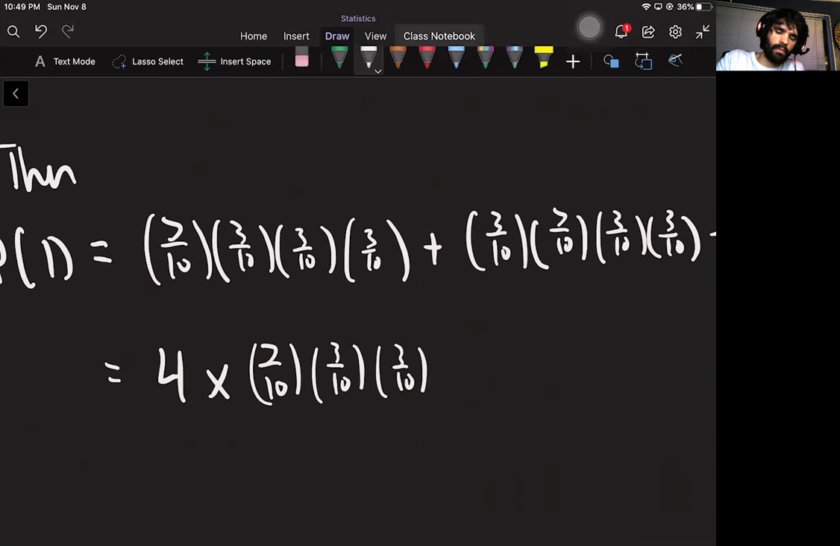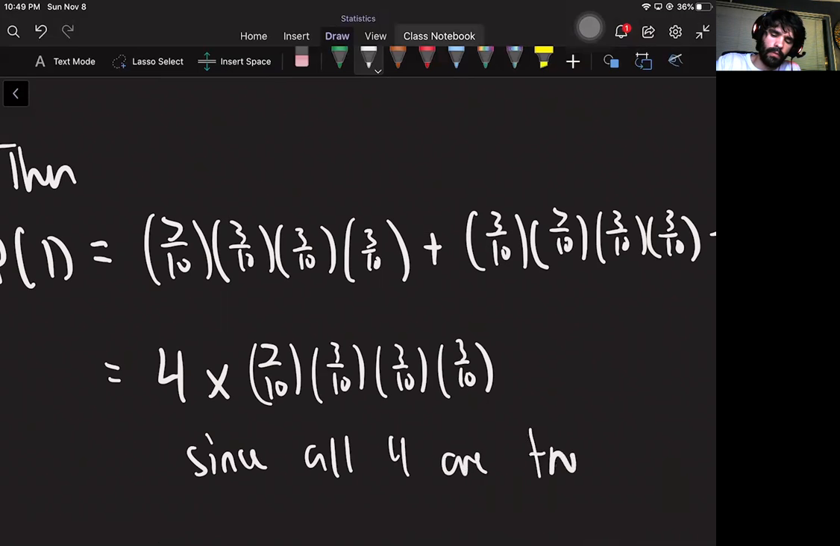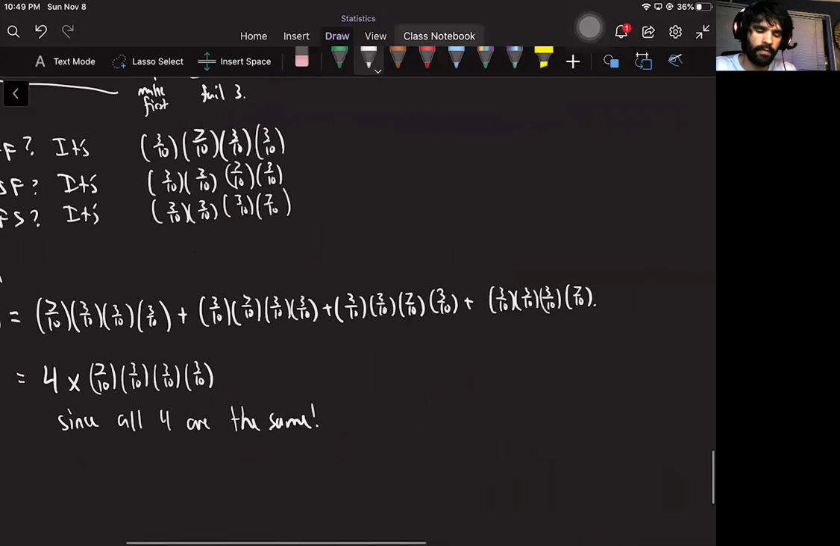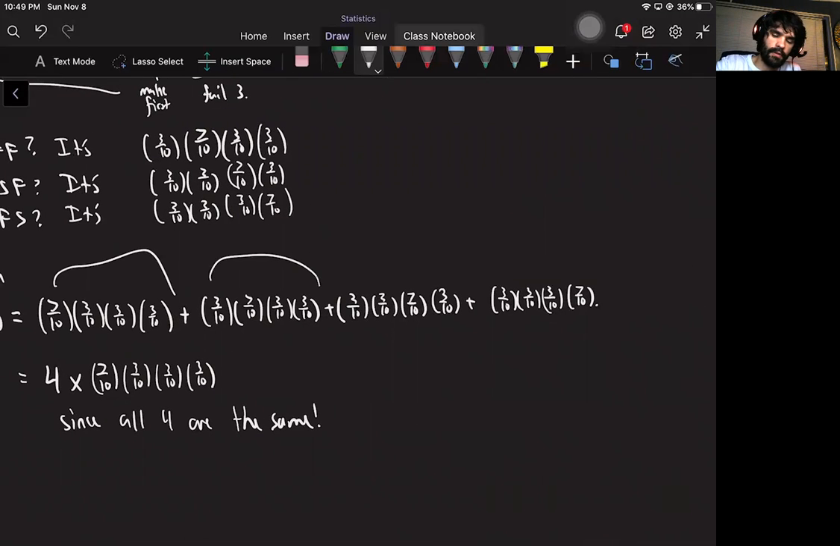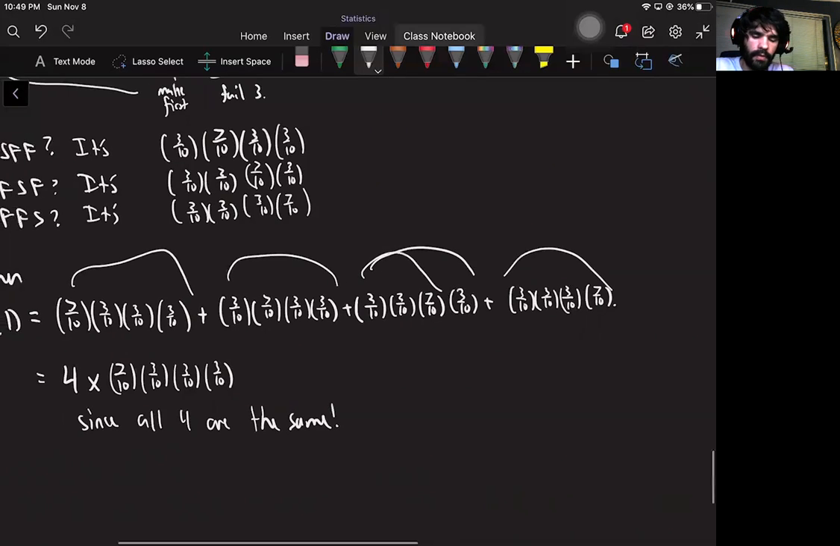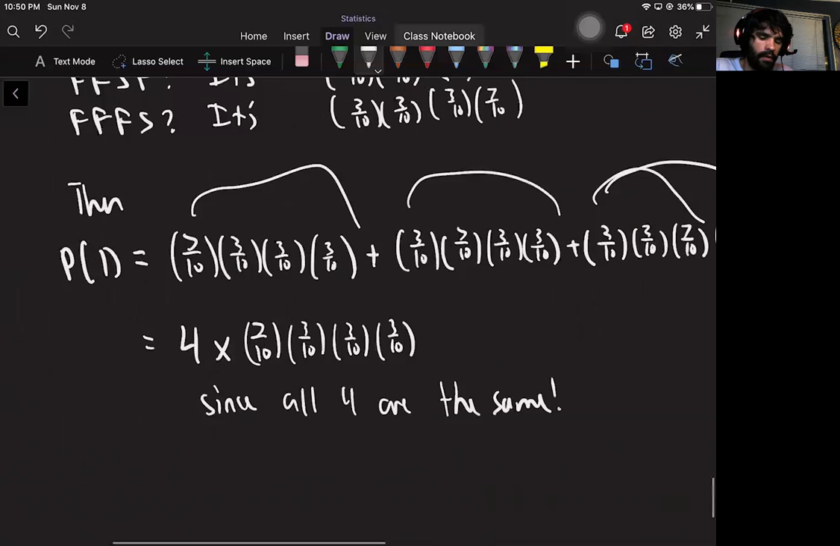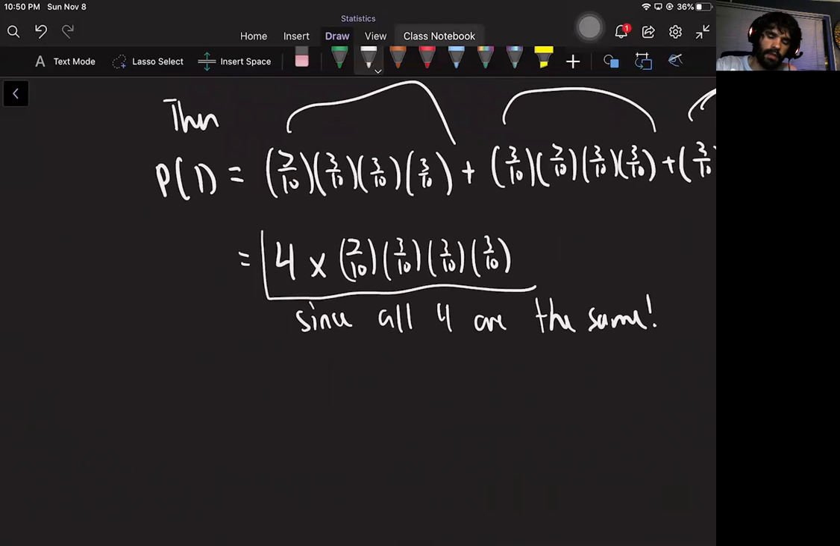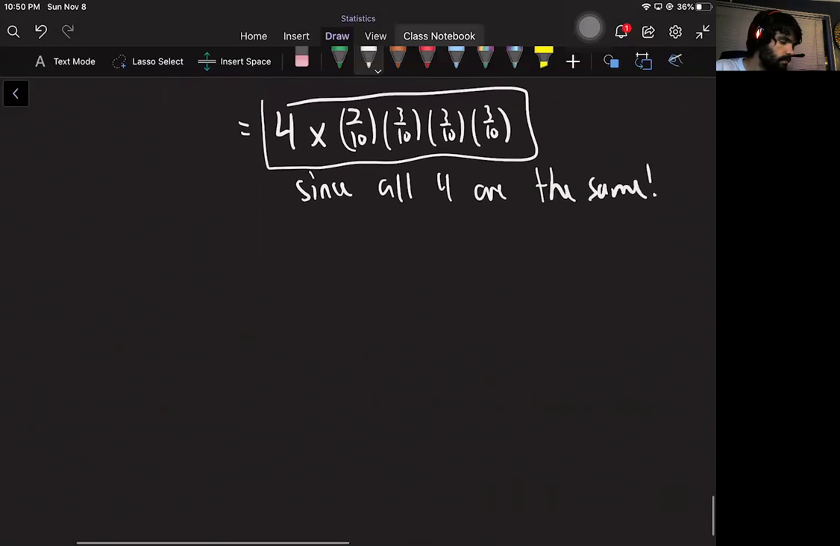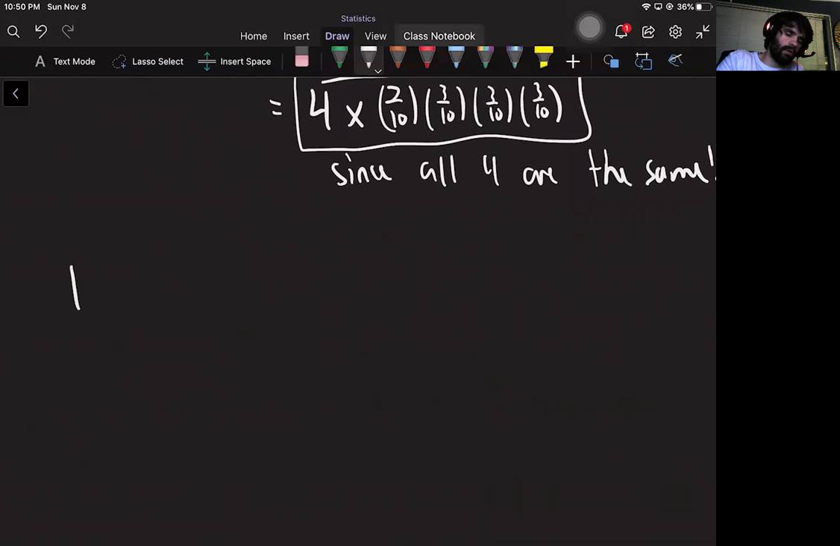So that's the shortcut. If I add 4 of the same thing, I can just multiply by 4, right? So just zooming out here, this, and this are all the same number, because they are the same numbers multiplied together in different orders. Okay, so then this is really the probability of one success. So now we can sort of speed up a bit. So what about probability of two successes?